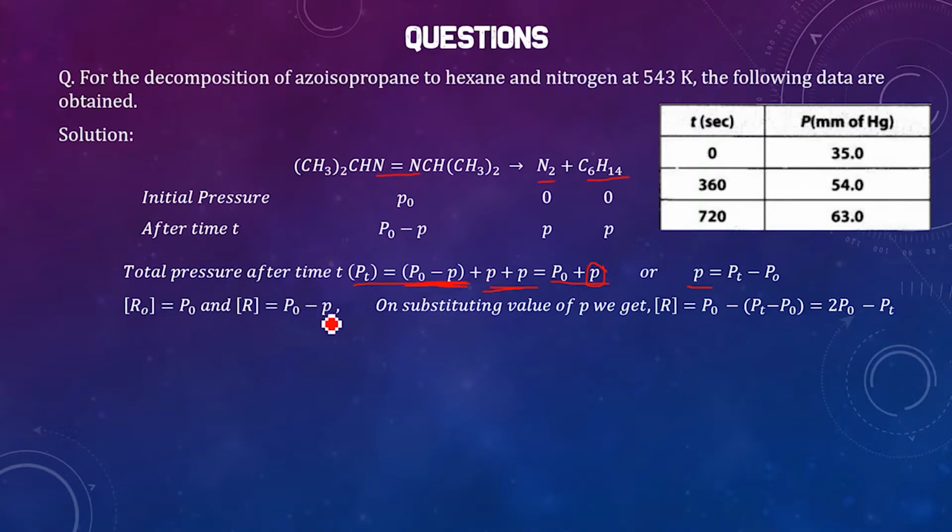Yes. So now put the value of P in this equation. If I am putting this value from here, what will I get? I will get 2 P naught minus PT. Yes. Any problem in this? This is the left pressure.